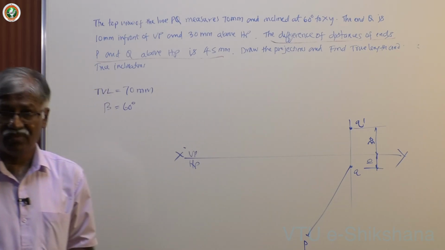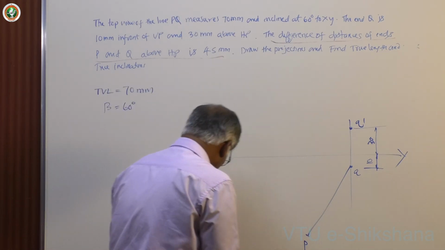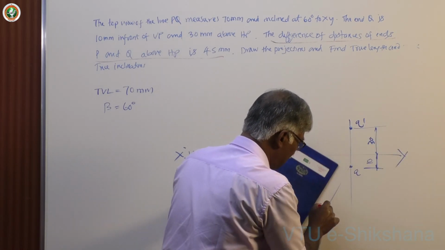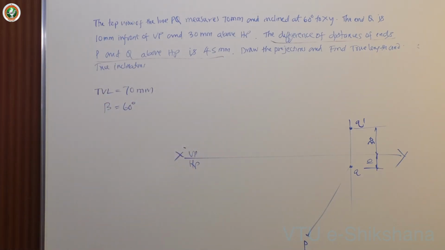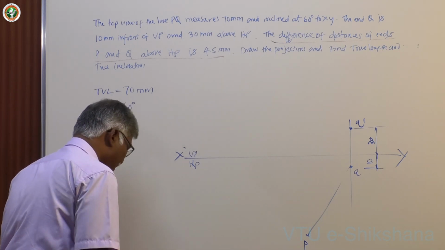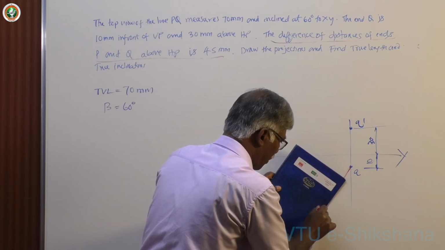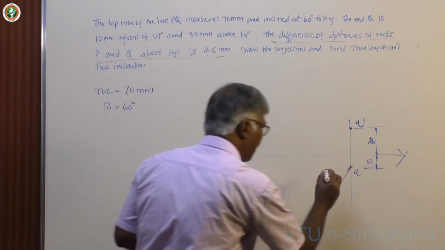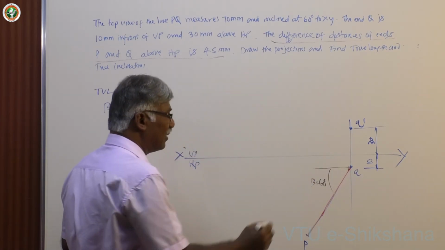Okay. Now, after this, what exactly we can do is darken this portion, because the length is 70 mm and the corresponding value is 70 mm on the 60-degree line. Okay. Now have this angle beta equal to 60 degrees. It's very clear.